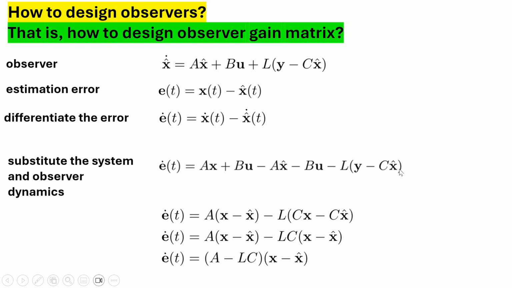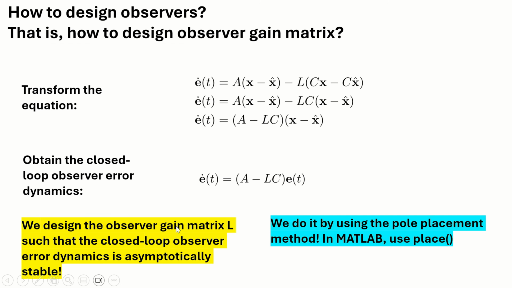That is, instead of x hat dot, we obtain A x hat plus Bu plus L multiplying y minus C x hat. Then, if we proceed further and rearrange the terms and cancel Bu and Bu, we obtain this equation, and further we go, then we can further group things together, and finally we obtain the last equation that e dot is equal to A minus LC multiplied by the estimation error. And if we further proceed, instead of x minus x hat, we can write simply the estimation error, and we obtain the closed loop observer error dynamics. Here it is. e dot is equal to A minus LC times e.